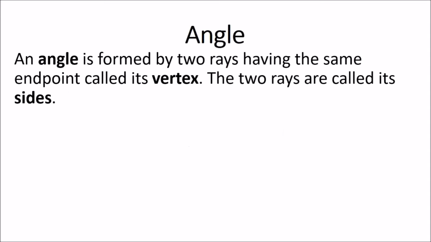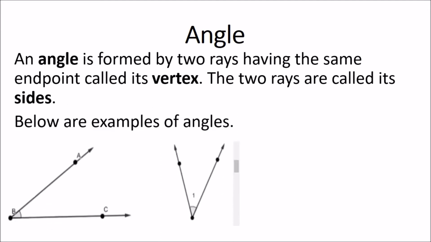Define first what an angle is. An angle is formed by two rays having the same endpoint, and the common endpoint is called the vertex. And the two rays are called its sides. So the main parts of an angle are the vertex and the sides. The vertex is the common endpoint and the rays are the sides. Below are examples of an angle.